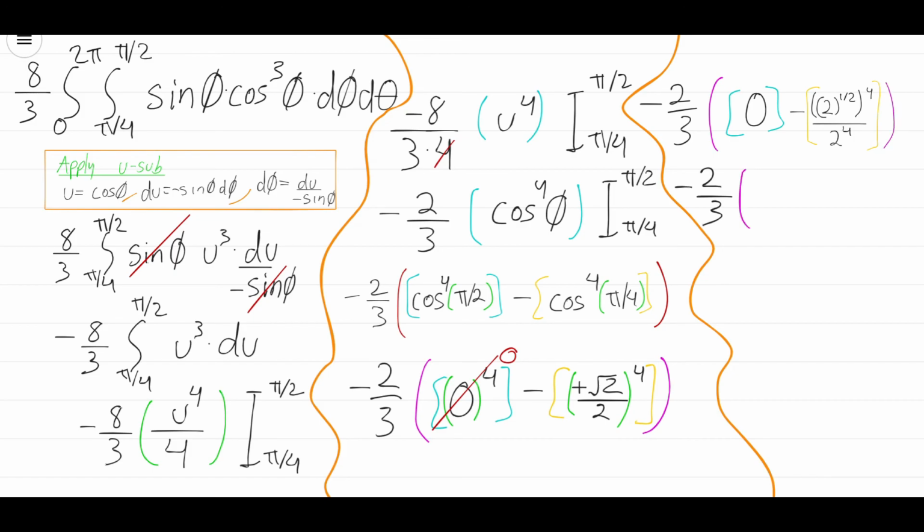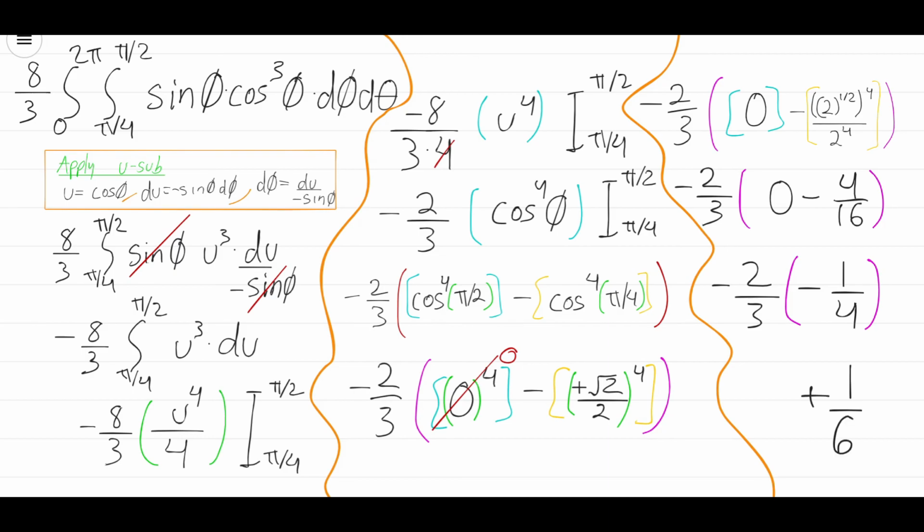So we're left with negative 2 over 3 times 0 minus the square root of 2 to the 4th power, which is 4, because it's 2 to the 1/2 power times 4, which is 2 squared, which is 4. And 2 to the 4th power is 16. So we're left with negative 2 over 3 times negative 1 over 4, because 4 over 16 is 1 over 4. The negative signs cancel, and we can simplify this to 2 over 12, which is 1 over 6.